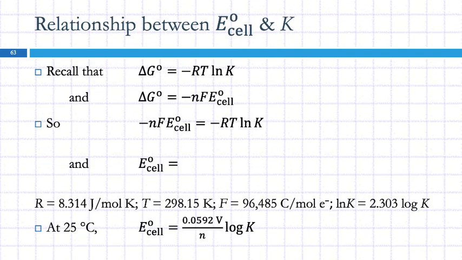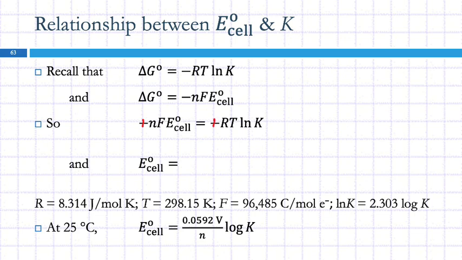Okay, so the relationship between cell potential and equilibrium constant. So we learned that delta G is equal to negative RT natural log of K. And we just learned that delta G is equal to negative nF E cell. So we can put these two things equal to each other. Right? Just set them equal. And then we can start simplifying a little bit. So the negatives are going to cancel out. So these are both going to be positive.